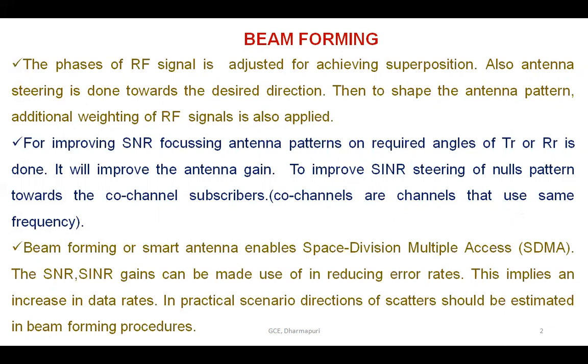For improving the signal to noise ratio, the antenna pattern is focused on the required angles of TX and RX. It will improve the antenna gain. To improve SINR, the null pattern is steered towards the co-channel interferers. Beamforming, or smart antenna, enables space division multiple access, SDMA, and the SNR and SINR gains can be used for reducing error rates. This implies an increased data rate. In practical scenarios, the direction of scatterers should be estimated in beamforming procedures.